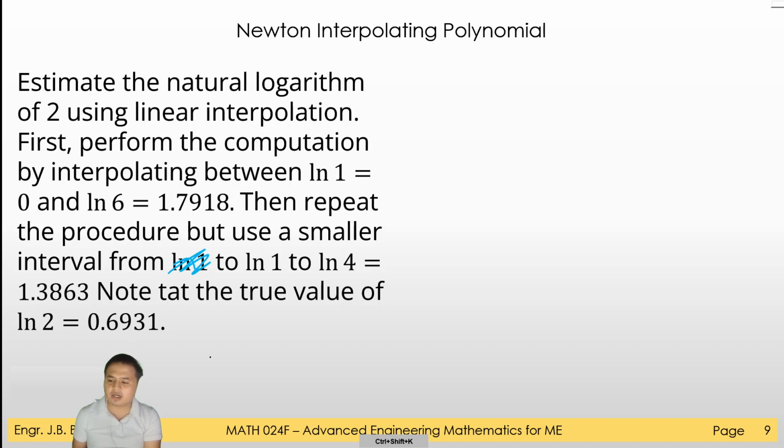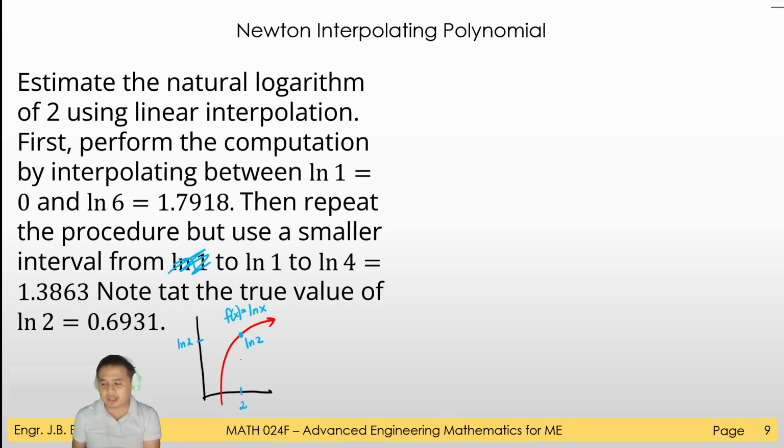So there are a lot of words here, but if I have to draw this, basically if you have a graph of ln x, it will look something like this. This is our function ln x. We're trying to estimate ln 2, which is this. This is the exact value. This is 2, and this is ln 2.